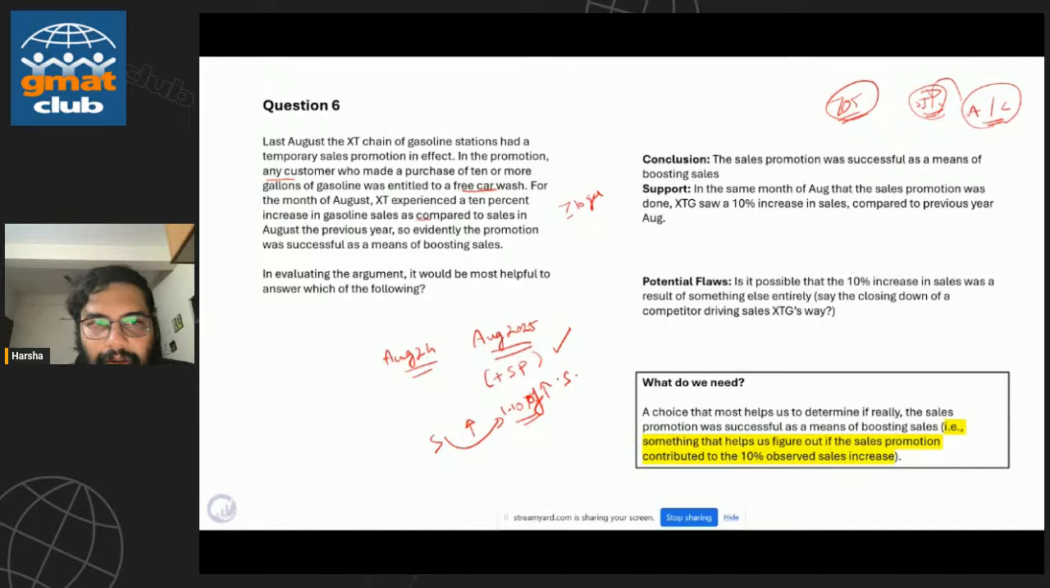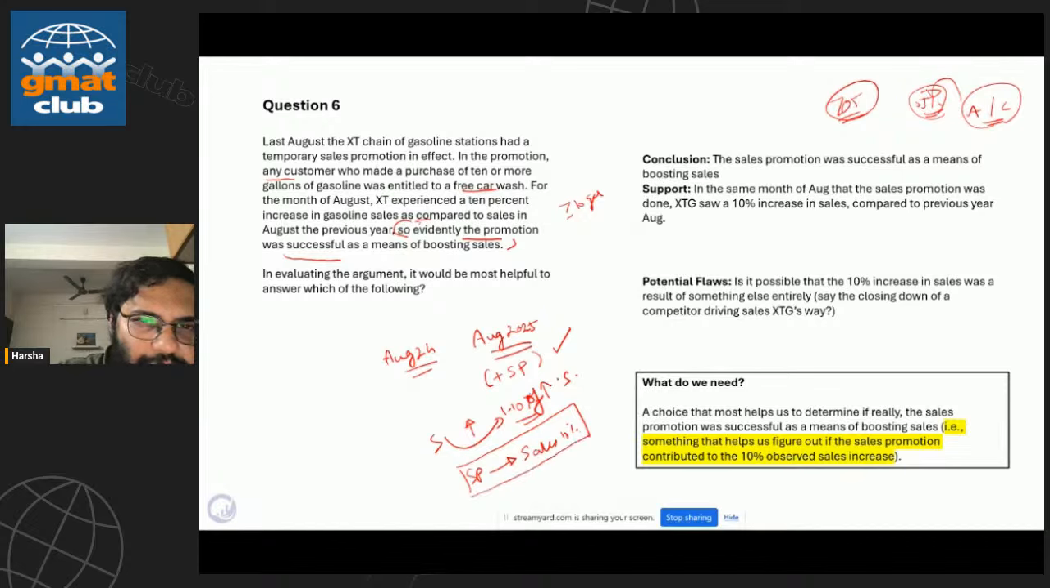Now, based on this, the author is concluding, and the conclusion is here: the promotion was successful as a means of boosting sales. What does that mean? In other words, the sales promotion was successful as a means of boosting sales, so it definitely contributed to the 10% sales increase. There is one point here I want to really make sure that you see. The conclusion is not that the sales promotion is the only reason for the boost in sales. Notice it is successful as a means of boosting sales.